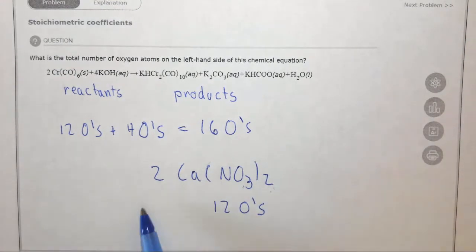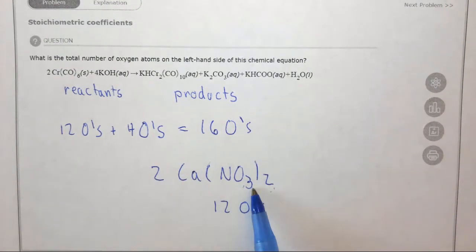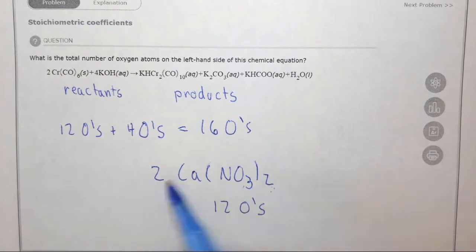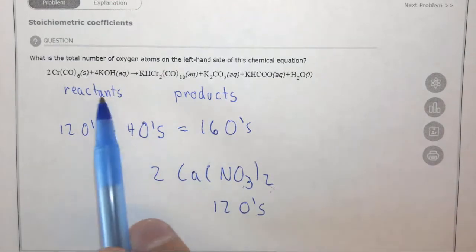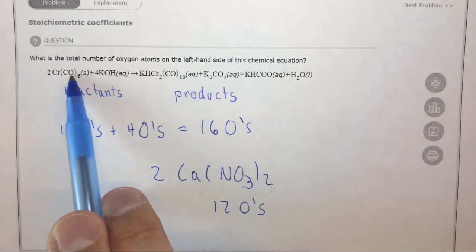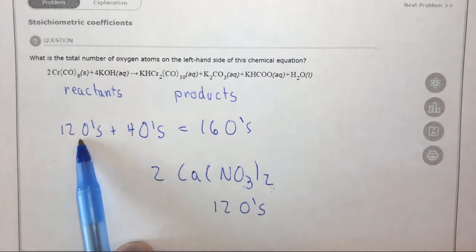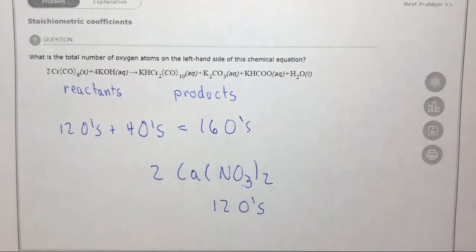Said another way, we took 2 times 3, which is 6, times 2 again, which gives us 12, or 2 times 3 times 2, which also gives you 12. It doesn't matter which way you multiply them. So you do have to multiply all the subscripted numbers. If you go back to this case, it's 6 times 1 times 2, which gives you the total of 12 oxygens.